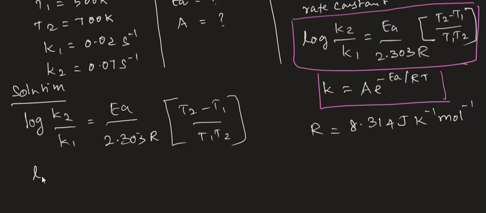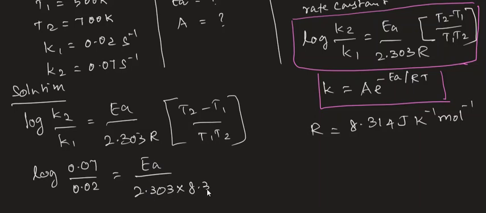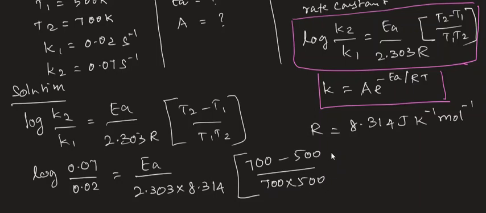Now let us proceed. So the log of 0.07 divided by 0.02 is equal to Ea, we need to find out Ea, divided by 2.303 into 8.314, open the bracket, T2 minus T1, that is T2 is 700 minus T1 500, whole divided by 700 into 500.